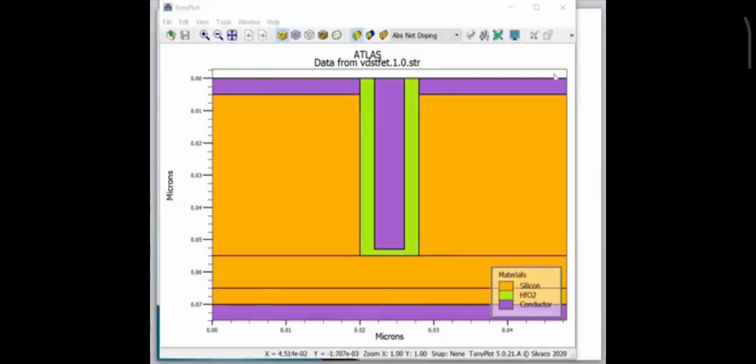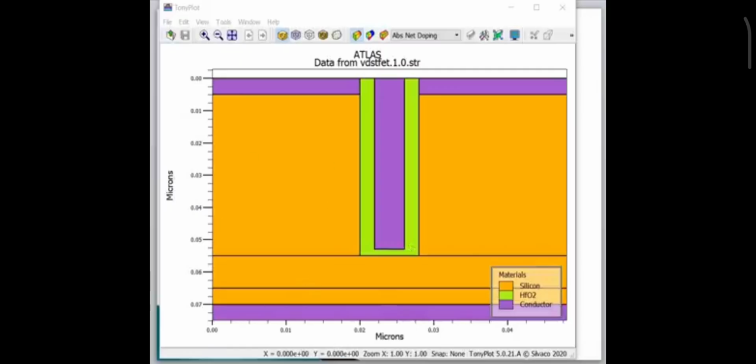Source length is about 20 nanometer on both sides. Gate length is 8 nanometer. And the thickness of the oxide layer is 2 nanometer. I have already discussed the parameters of this structure.